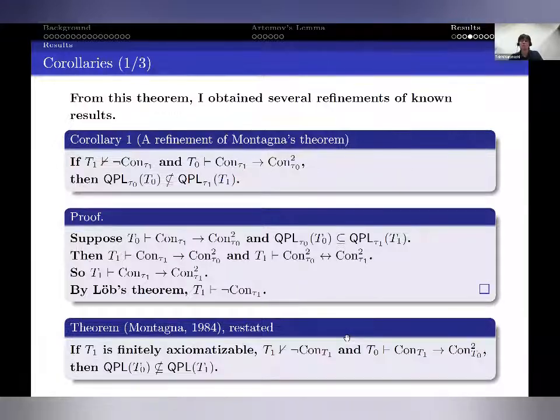And from this theorem, I obtained several refinements of known results. This is a corollary to my theorem, which is a refinement of Montaña's theorem. Montaña's theorem is here. I can drop the finite axiomatizability of T1. That is, if T1 does not prove the negation of con tau 1 and T0 proves con tau 1 implies con tau 0 too, then this inclusion does not hold.